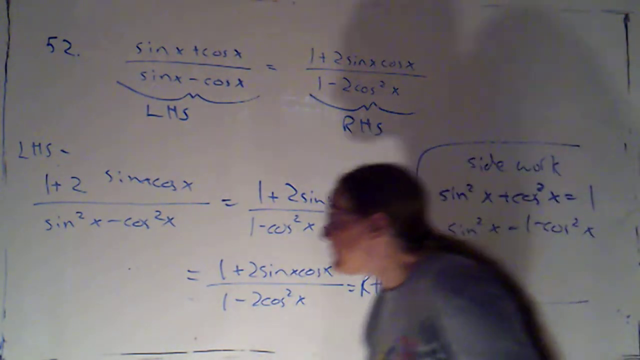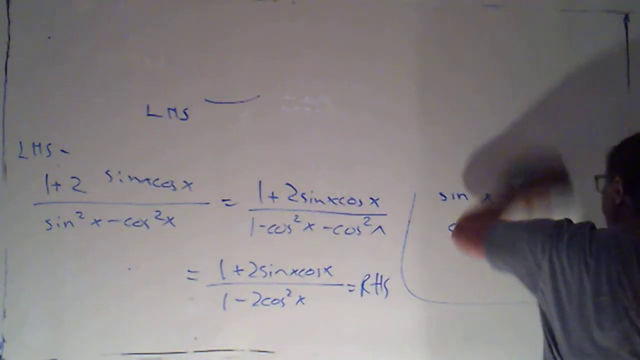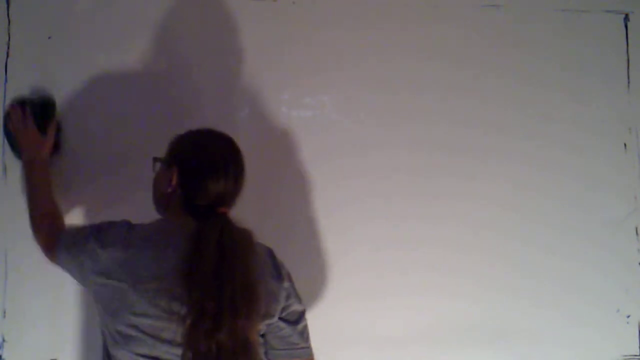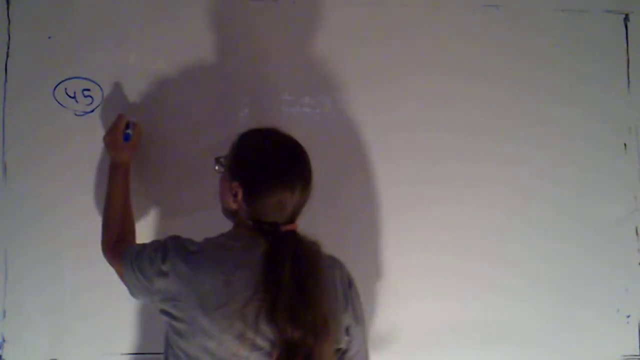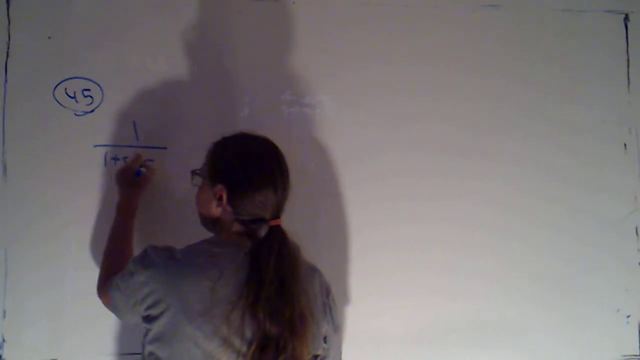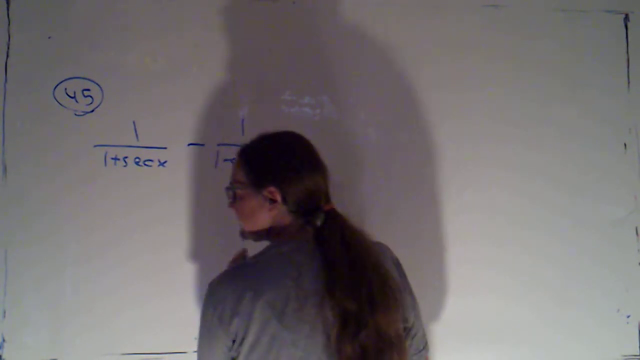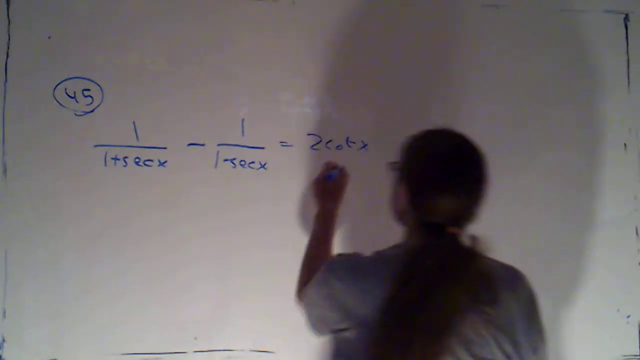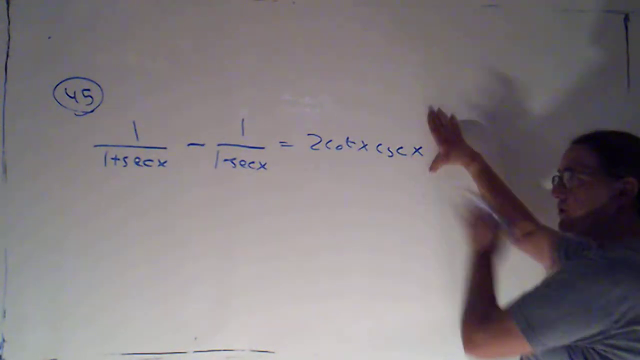Okay, so I am going to have you folks try one, and these are kind of time consuming, so I've chosen one from the homework so that we're killing two birds with one stone. You're getting some practice in these video lectures, but you're also getting a jump start on the homework. So this is problem number 45. Okay. 1 over 1 plus secant of x minus 1 over 1 minus secant of x is going to equal 2 cotangent of x times cosecant of x. So see if you can prove that.